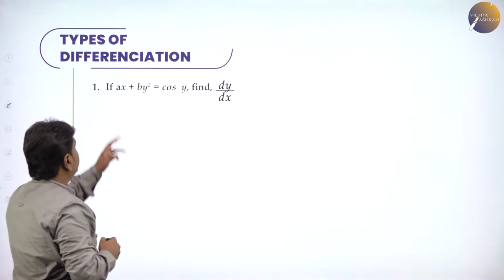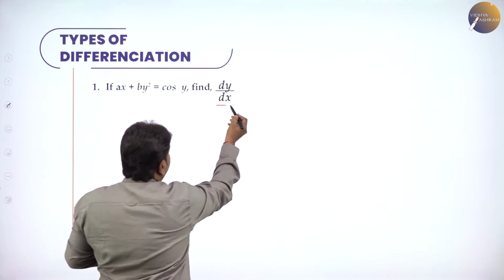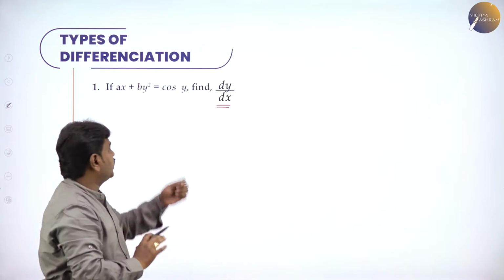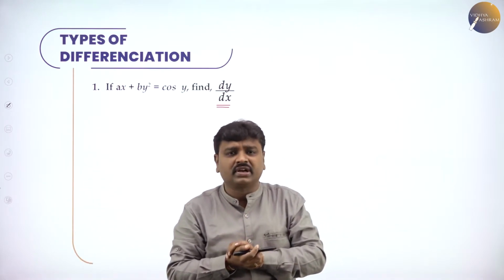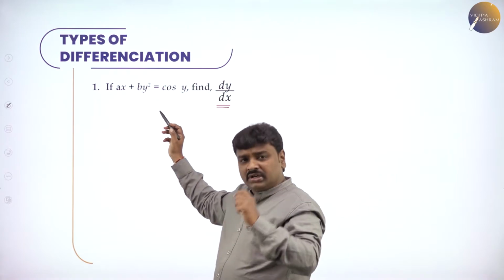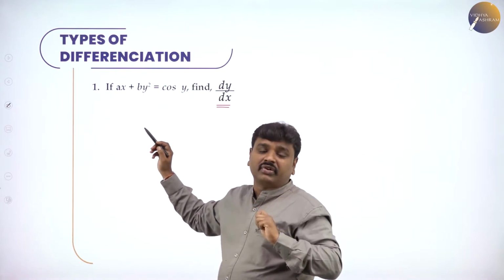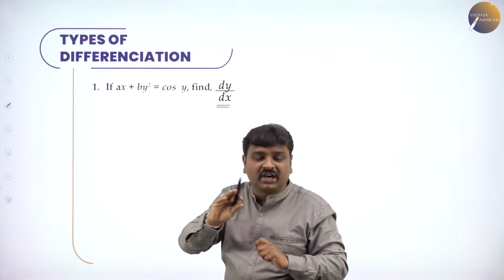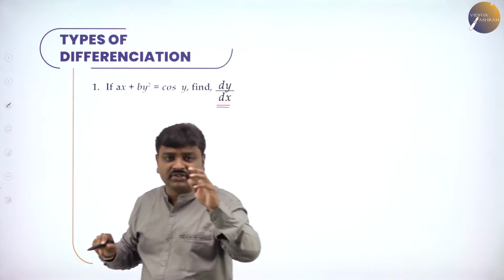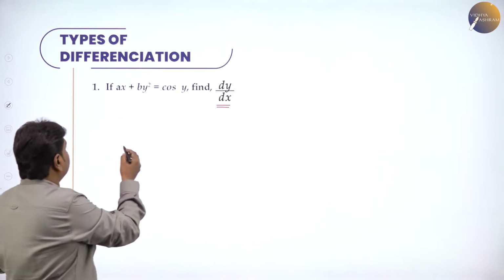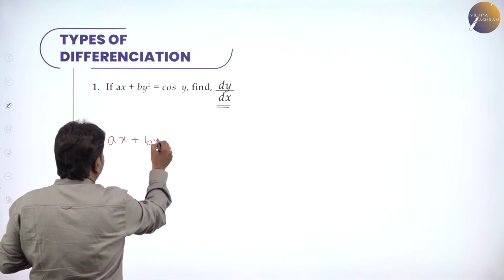Now, if ax plus by square is equal to cos y, find dy by dx. They want you to find dy by dx. And as soon as you see this problem, this is implicit. Do you agree or not? Implicit. Why is it implicit? Because it is not in the form y is equal to f of x. Therefore, it is implicit. So now taking this, ax plus by square is equal to cos y.